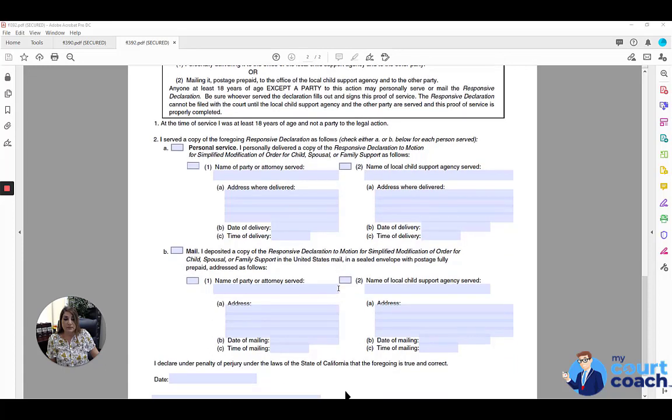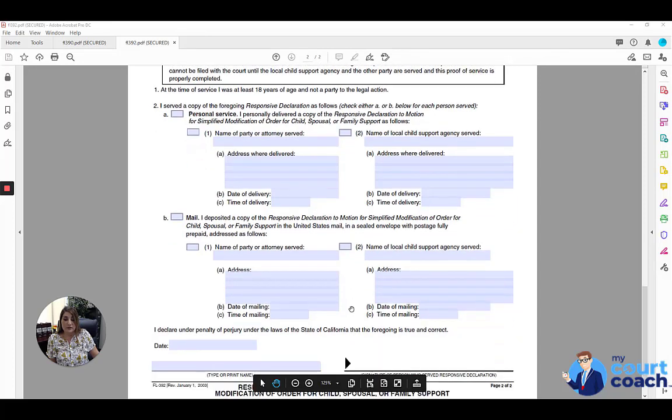If the service is by mail, same information. You just mark box 2B instead and list the name, address, date of mailing, time of mailing. And again, if there's a governmental agency involved and served as well, then that information would be identified by marking box 2B2 and list the name of agency, address, date, and time of mailing.